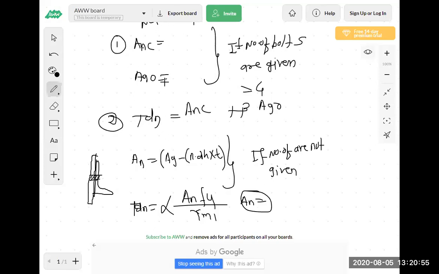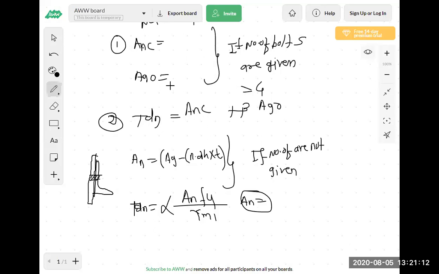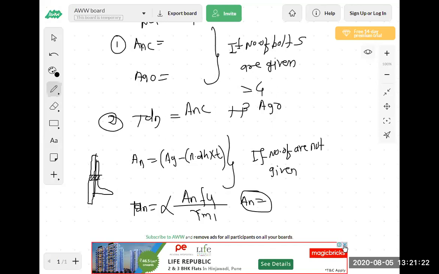Are you getting, everyone? When to use the ANC AGO formula and when to use the AN formula? That depends upon this statement only: whether the number of bolts are given or not. If the number of bolts are given, ANC and AGO, and if the number of bolts are not given, the AN formula. Are you getting now? We'll see many more examples, 2, 3. Then again. Yes, sir. Thank you. आपण अजून प्रॉब्लेम 1, 2, 3 एक्झाम्पल सॉल्व्ह करू प्रत्येक व्हरायटीचं, तुम्हाला समजून जाईल.